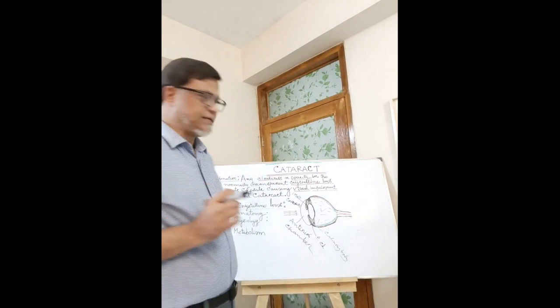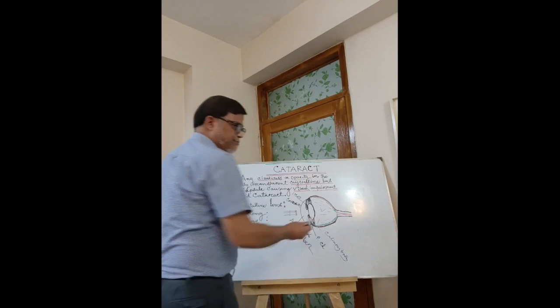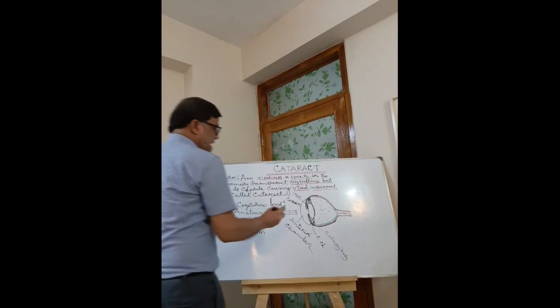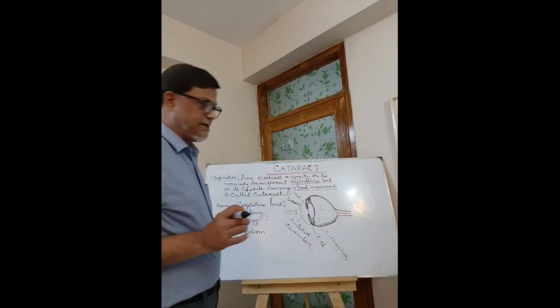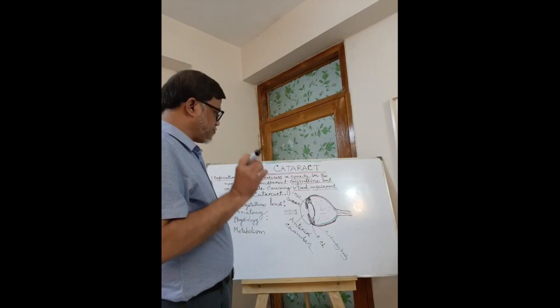It is a filament-like structure, and it is attached to the ciliary body, ciliary muscles, and ciliary processes in between this. And in front of it there is the posterior chamber. Many of you miss this point. The posterior chamber contains aqueous humor actually. When aqueous humor is formed, it goes firstly into the posterior chamber.